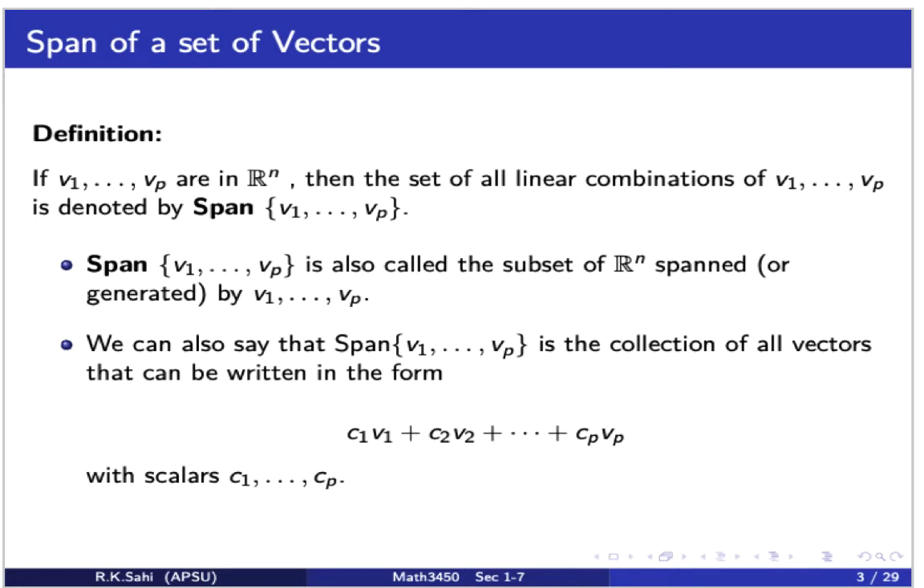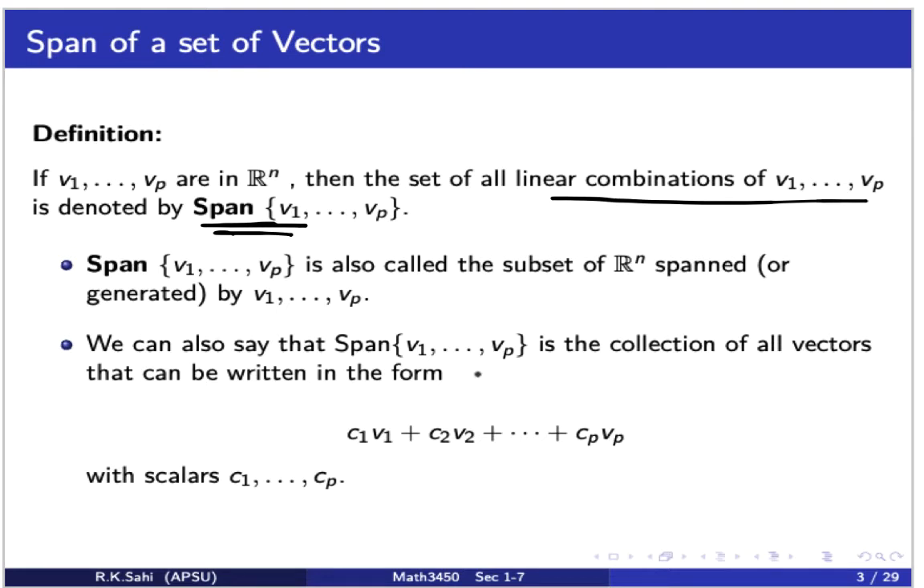First, we're going to talk about the spanning set of vectors. So if we have a set of vectors in Rn, say V1 to Vp, then when we gather up all possible linear combinations of these vectors V1 to Vp and put them together in a set, that set is called the spanning set of the vectors V1 to Vp. This spanning set is also called the span of the set of vectors, which is the subset of Rn spanned by the vectors V1 to Vp.